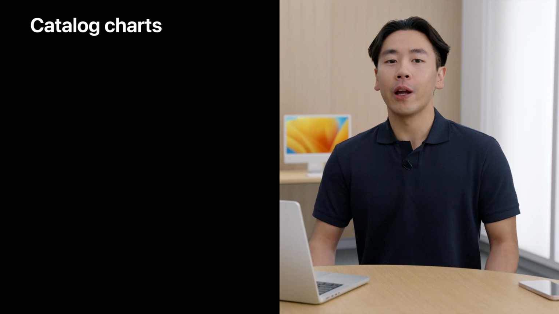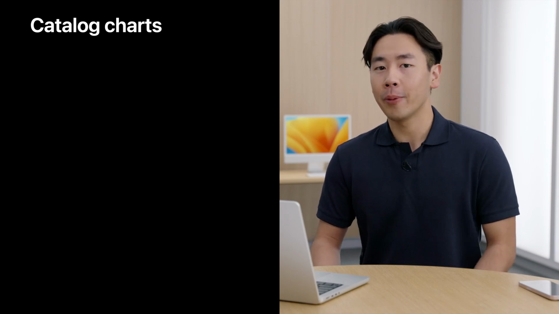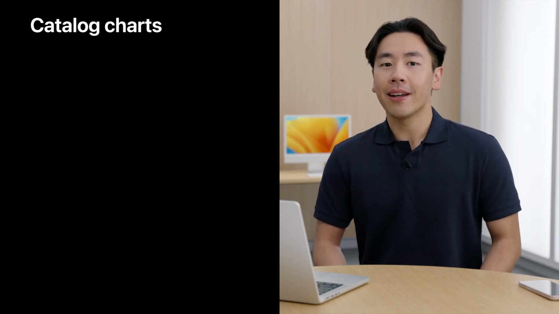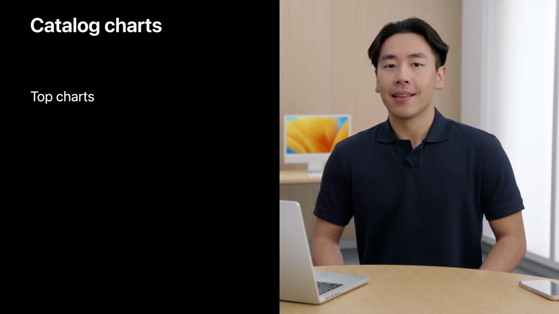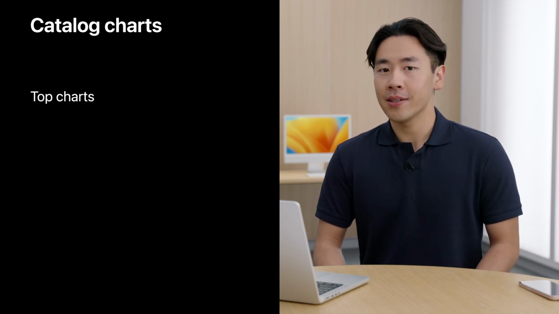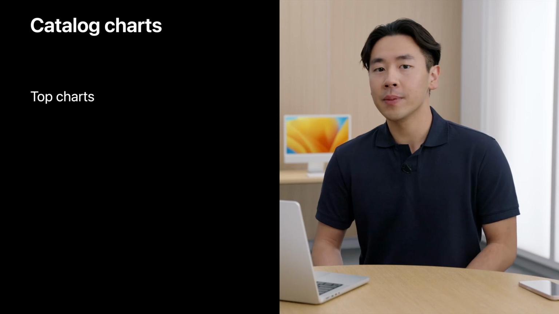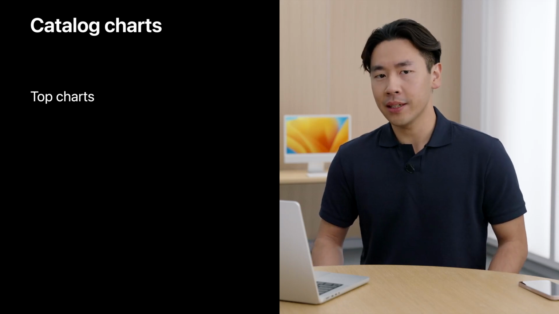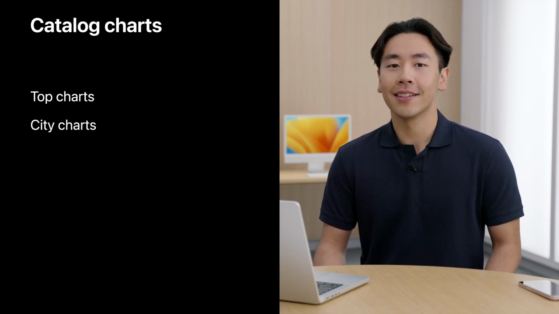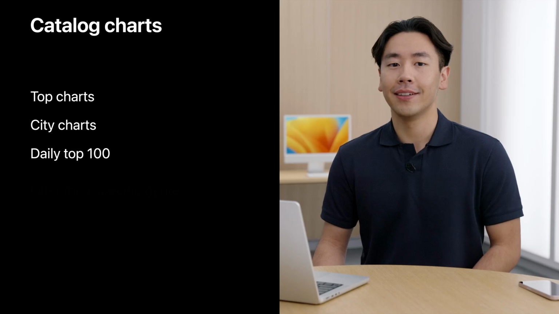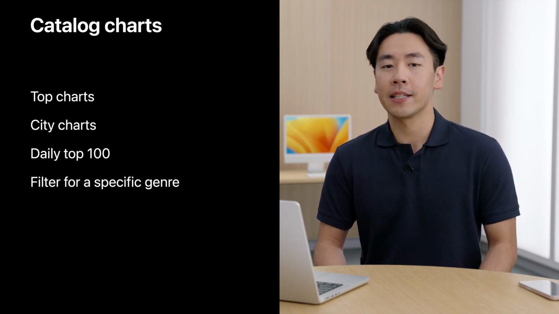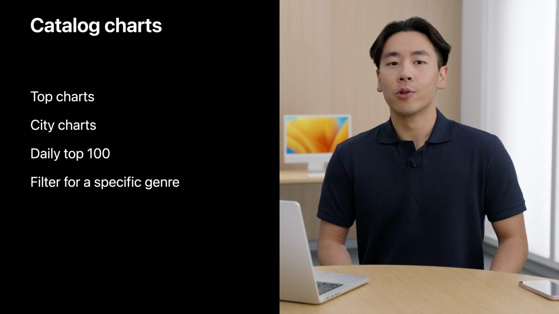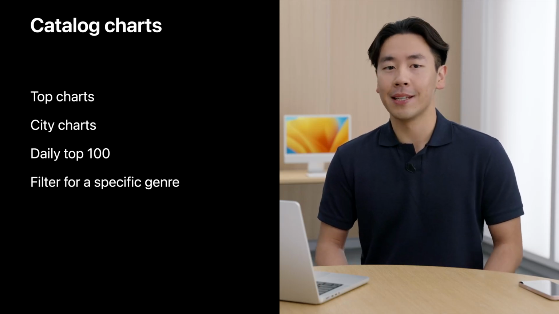Catalog charts are a great way to stay up to date with the most popular songs. MusicKit offers various types of charts to see what's trending. The types of charts being offered are top charts, such as top songs or top albums, which correspond to the most played music, city charts, and daily top 100. You may also specify the requested charts to be filtered by a specific genre. Retrieving these charts through code is extremely simple.